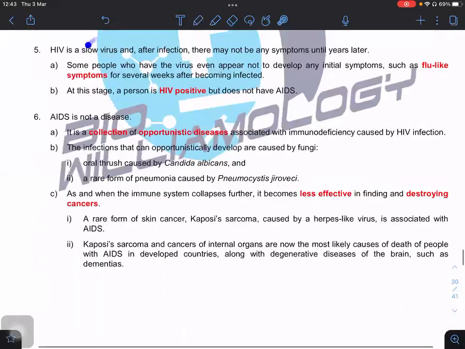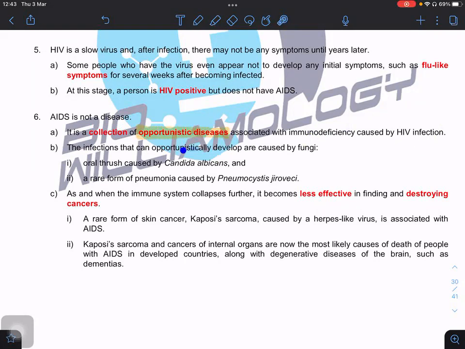So HIV is a slow virus. After infection, they may not have any symptoms. You won't see any symptoms until years later. Some people who have the virus even appear not to develop any symptoms, such as flu-like symptoms, for several weeks after being infected. So at this stage, the person is HIV positive, tested HIV positive, but has no AIDS. AIDS is not one single disease, but a collection of opportunistic diseases associated with immunodeficiency caused by HIV infection.